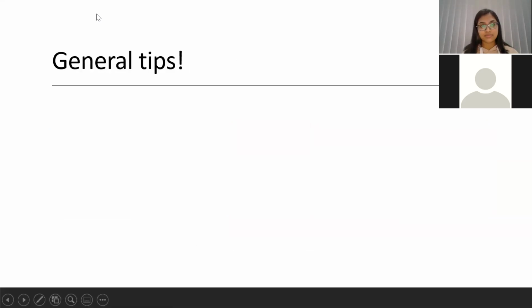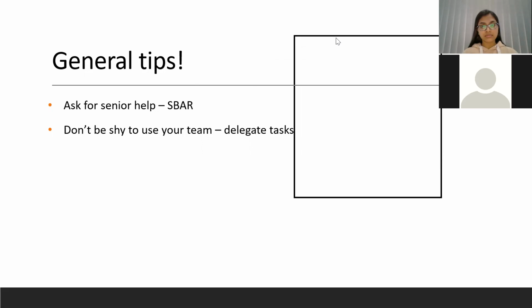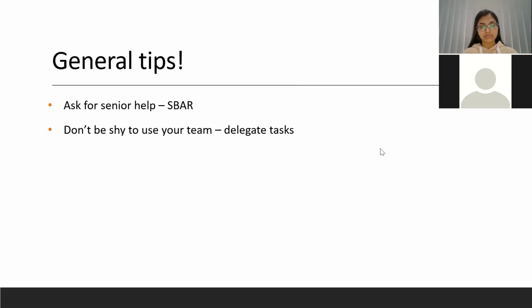Right. So some general tips for performing the A2E examination is ask for senior help. So if you've seen a patient, you've done an A2E assessment, don't hesitate to ask your seniors for help. If you're not confident in performing it, ask for help early on. And when you do, summarize it using the SBAR method. Don't be shy to use your team. If you're leading this A2E assessment, make sure if you have nurses around you or other juniors, say, can I have some bloods? Can you do an ABG to fasten the process?